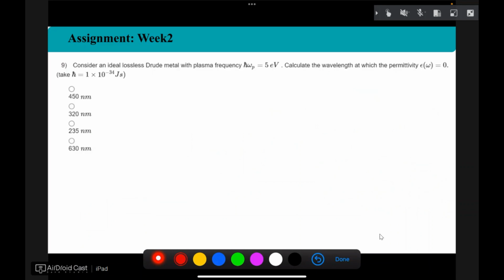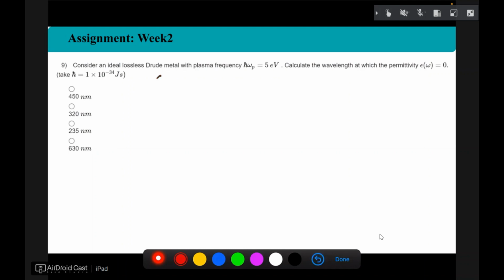Next question is, consider an ideal lossless Drude model, Drude metal with plasma frequency h cross omega p equal to 5 electron volt. Calculate the wavelength at which the permittivity is equal to 0. So we are given that h cross omega p is equal to 5 electron volt, and we have to find out the wavelength at which the permittivity is 0.